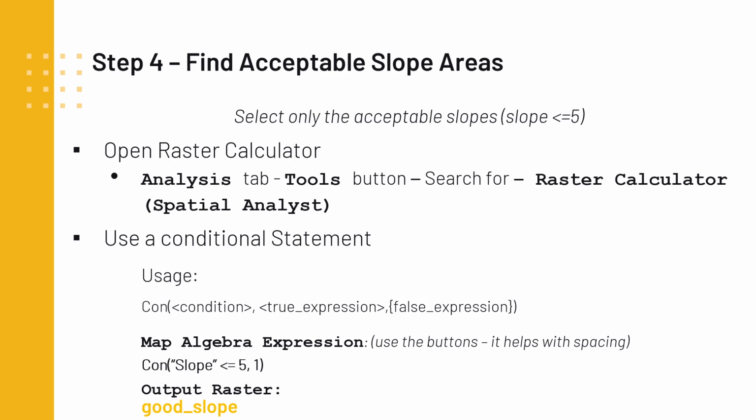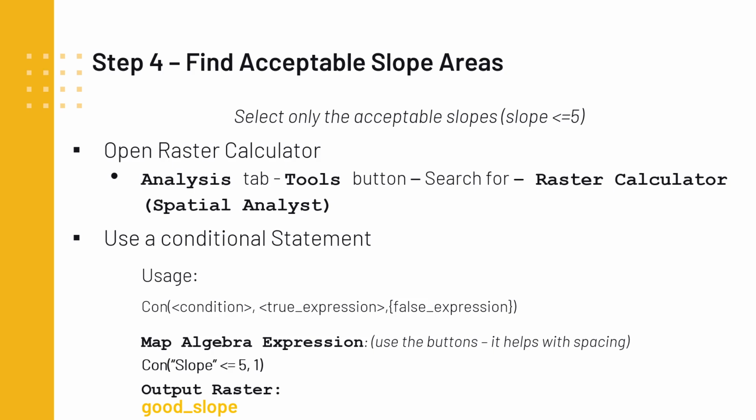And the way the conditional statement works is you use the keyword con, and then in round brackets, you're going to type the condition you're looking for. In our case, it's slope that's less than or equal to 5. And then you're going to put a comma, and then what to do if it's true. Okay, so if it's true, I want you to put in a 1. So you're going to put comma 1. And then you can see there's a comma, and then in curly brackets it's showing the false expression.